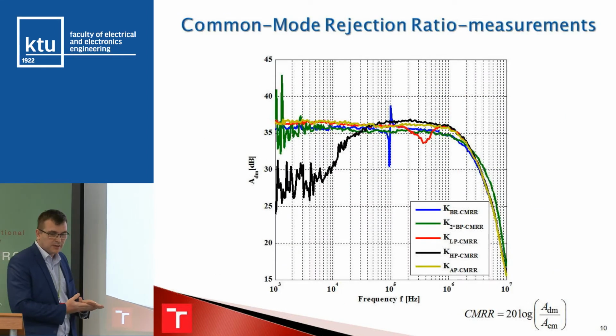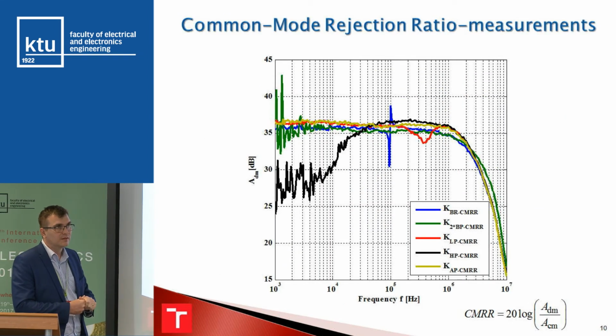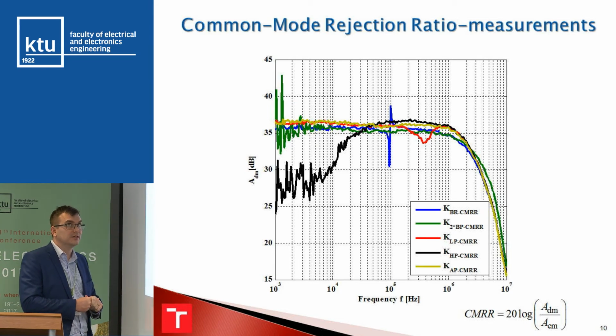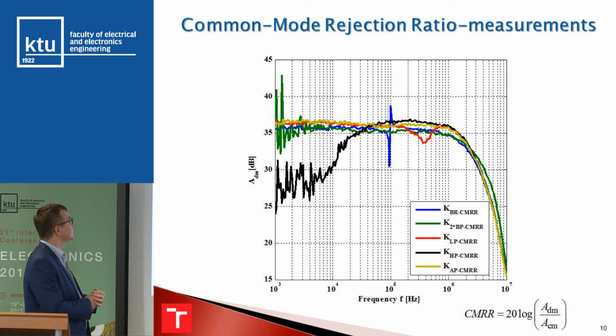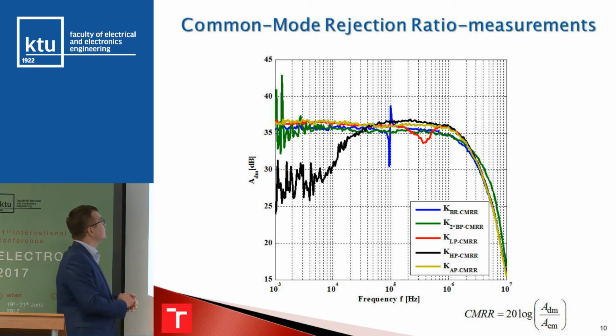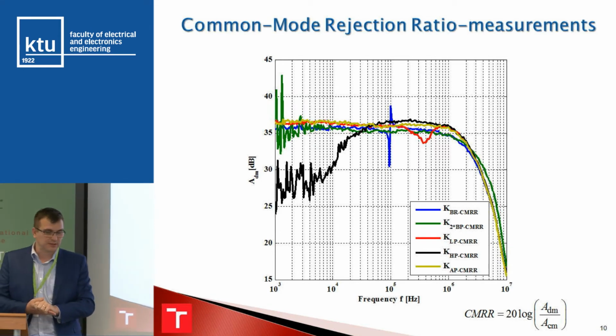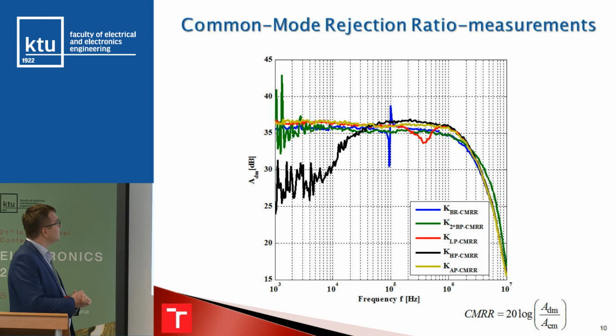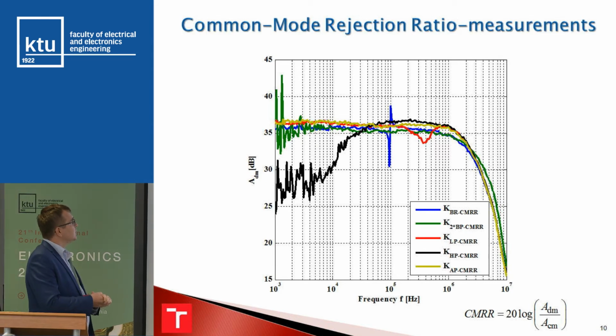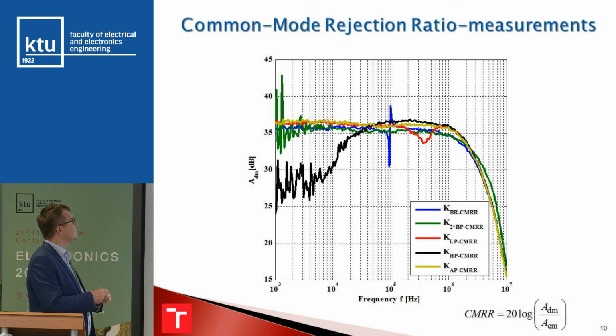Next to that, like a marker of these differential circuits, we describe the common mode rejection ratio. In this case, we obtain for all responses roughly 35 dB. If we go for a true fully differential circuit, we have around 80. So there's a 50 dB difference.